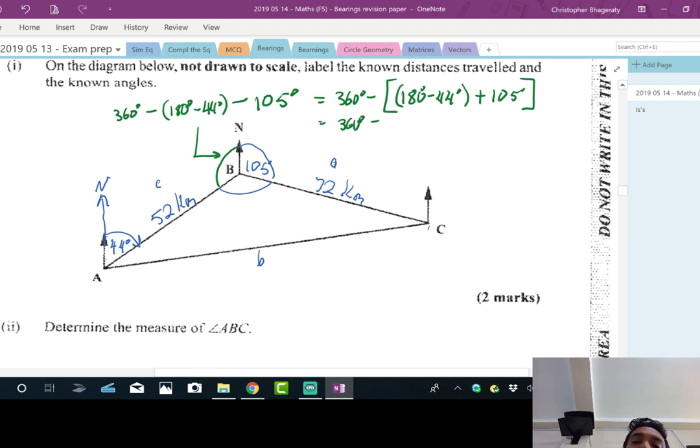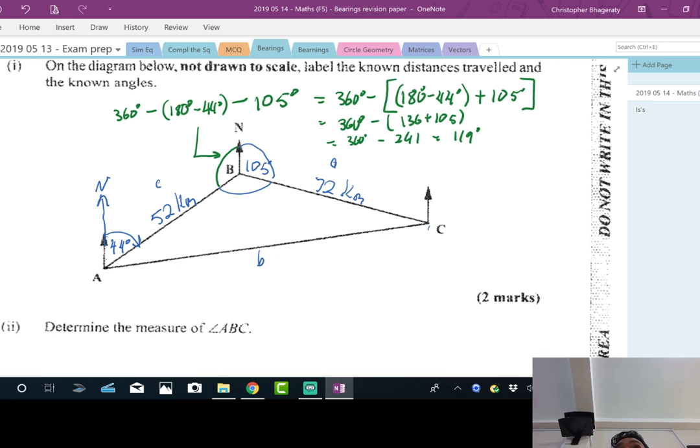So you have 360, 180 minus 44 is 136. 136 and 105 will give us 241. So 360 minus 241 is equal to 119. Alright, that's fine. Now that's one option to do it.